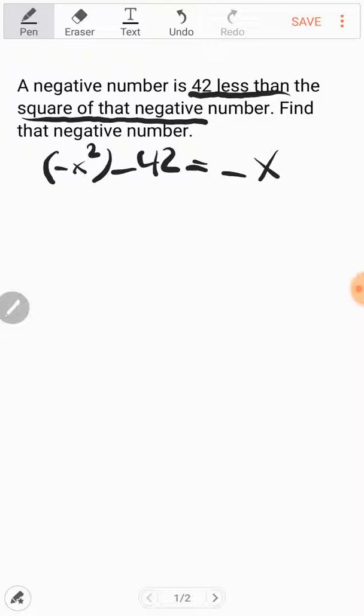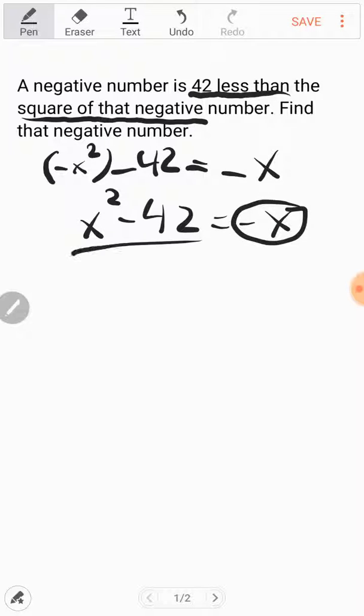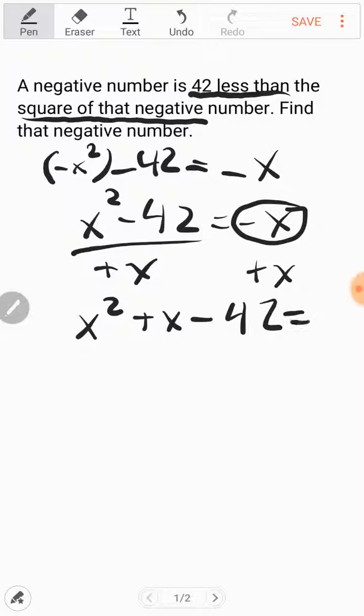Now we can simplify. So negative x squared can simplify to positive x squared, because if you square a negative number, it becomes positive, and we don't know the value of x for sure. So we can change this equation just to make it x squared minus 42 equals negative x. Now, in order to factor it, we need to put this x on this side. So we're going to add x to both sides. So now we get x squared plus x minus 42 equals 0.